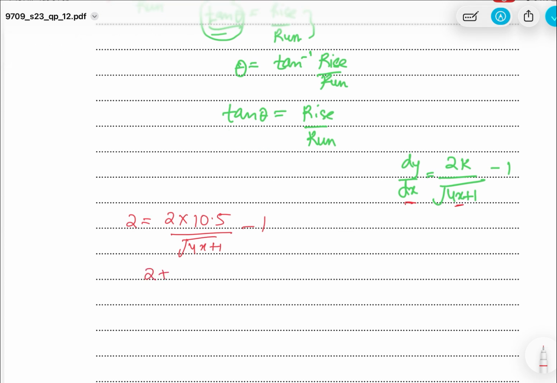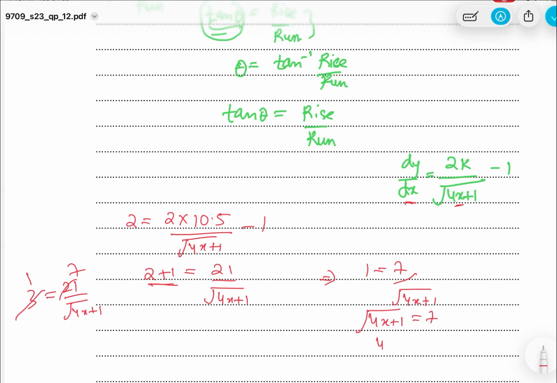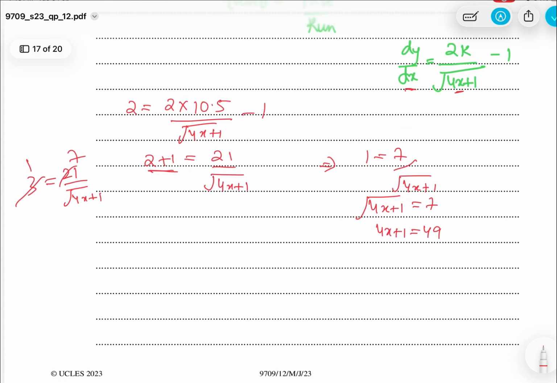We will have 2 plus 1 equals 21 upon square root of 4x plus 1. 2 plus 1 is 3, and it gets cancelled to 7. So 3 equals 21 upon square root of 4x plus 1. These will be cancelled, 3 and 7, and we will have square root of 4x plus 1 equals 7. Squaring both sides, 4x plus 1 equals 49. Yes or no? Then we will have x equals 48 upon 4, that is 12. So we got the value of x as well.